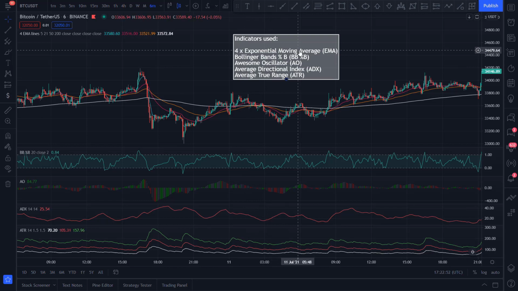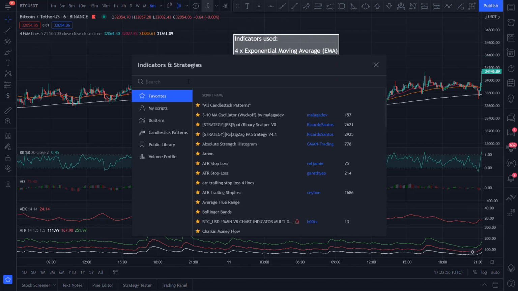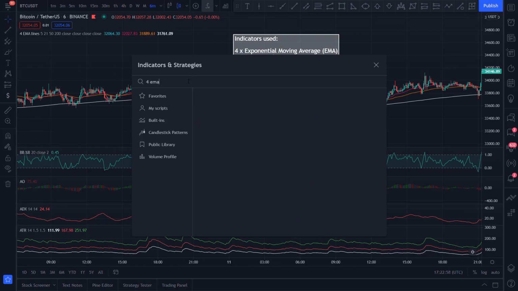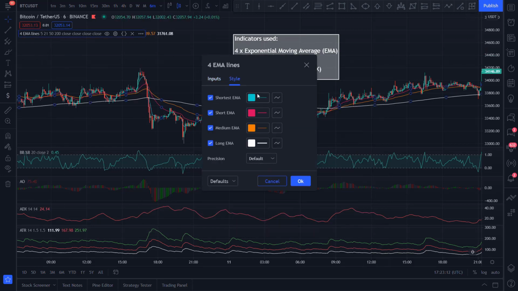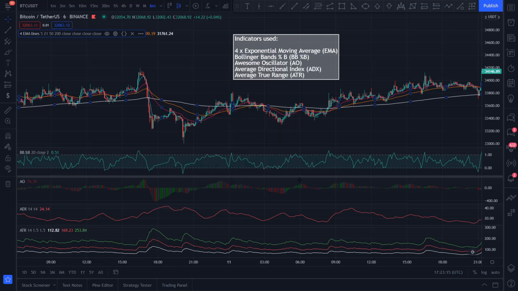To get 4 exponential moving averages in one indicator, you will need to go into the Indicators tab and type in 4 EMA lines. And it's going to be the first one. These are my settings. And these are my color settings.